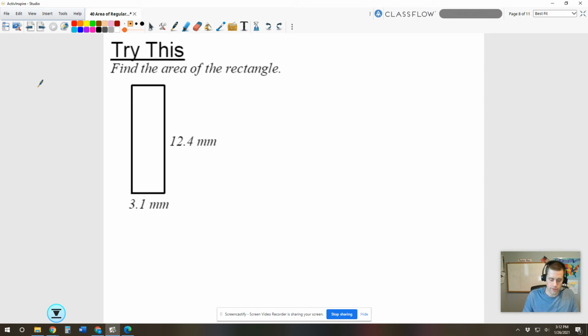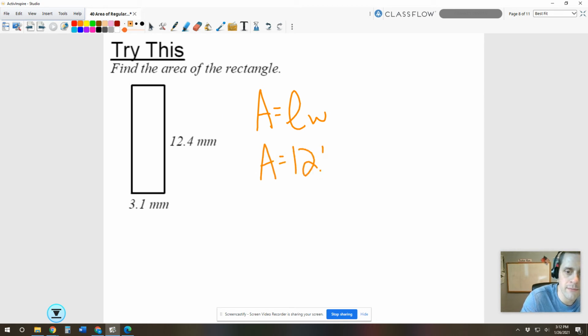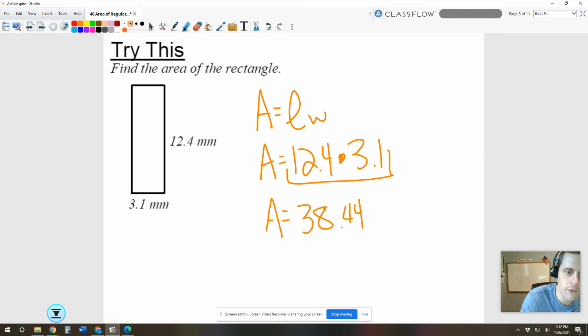All right, guys, let's go over this together. Starting with our rectangle, we need our formula. So straight from my formula sheet, area equals length times width. The length of this rectangle is 12.4, and we are multiplying it times the width, which is 3.1. Let's go ahead and perform that calculation. 12.4 times 3.1 is an area of 38.44. Look at our label. These are millimeters. Because it's area, I'm going to call them square millimeters.